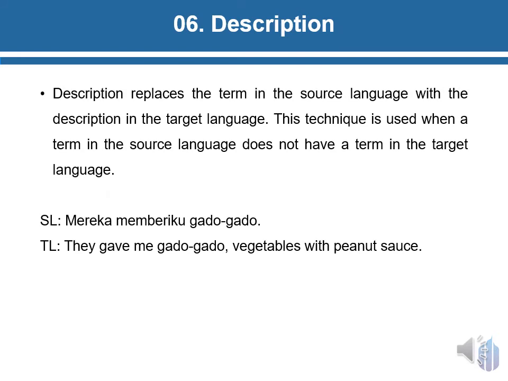Next, number 6, the sixth translation technique is description. Description replaces the term in the source language with the description in the target language. This technique is used when a term in the source language does not have a term in the target language. For example, gado-gado. Yeah, gado-gado is not available in English-speaking countries. So when you want to translate mereka memberiku gado-gado, then you can say they gave me gado-gado, and then you add the description to gado-gado. Vegetables with peanut sauce.